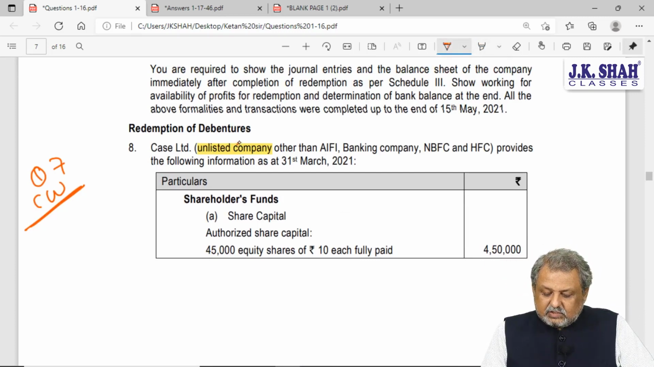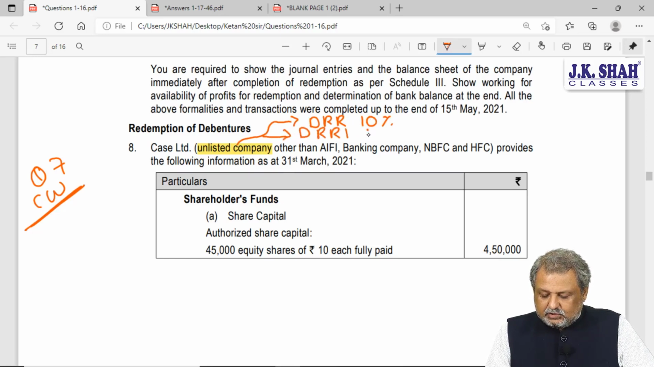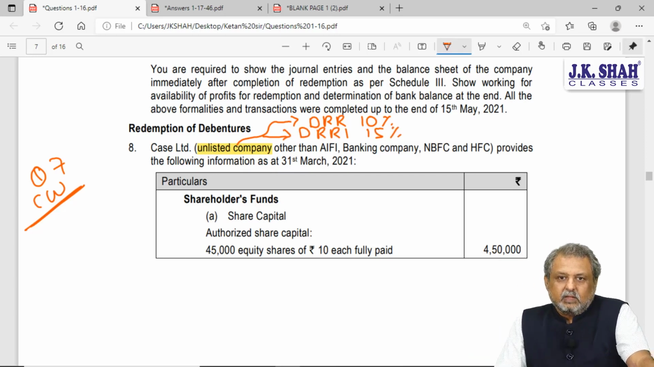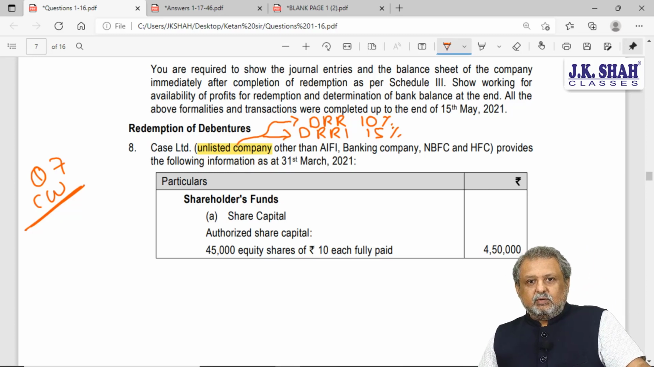If it is an unlisted company, you should remember two things. DRR should be 10% of debenture and DRRI should be 15% of debenture. So that is what you have to remember.